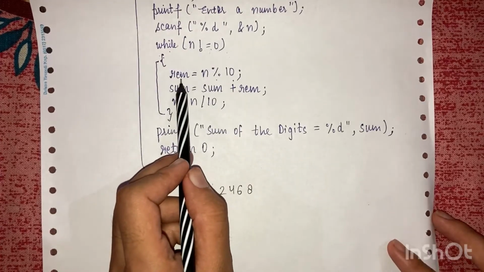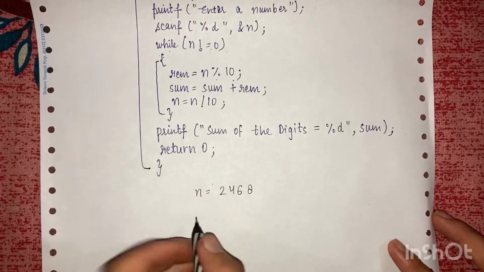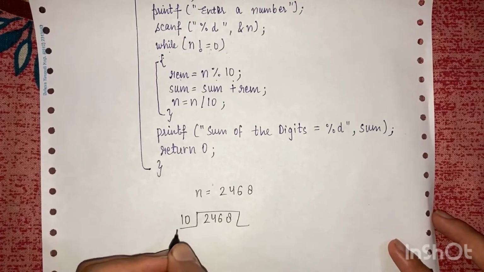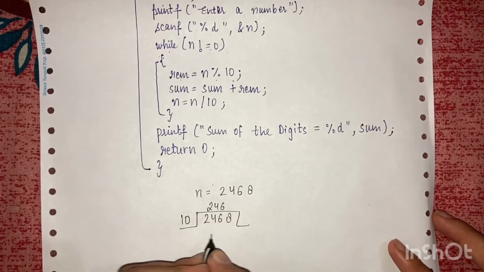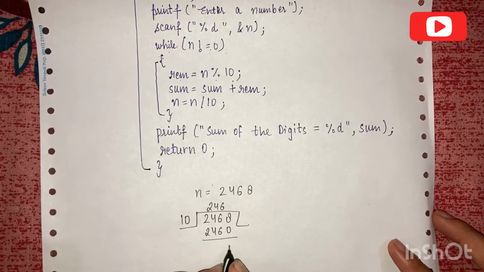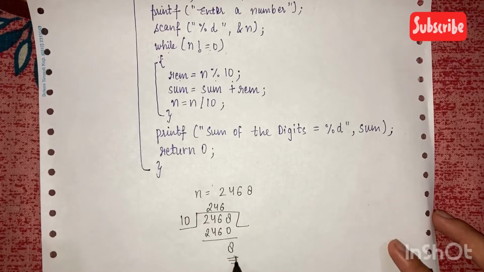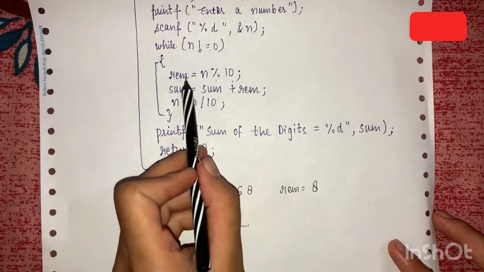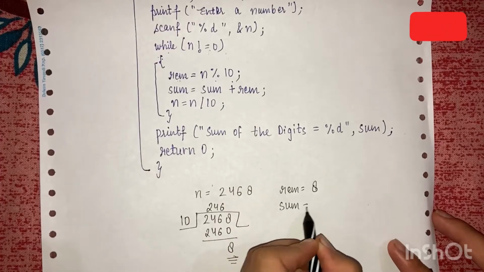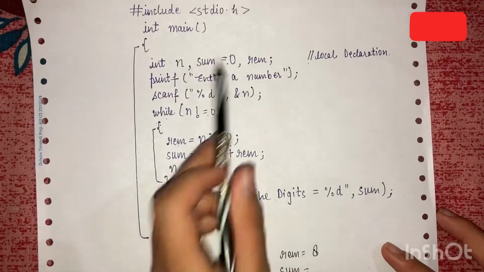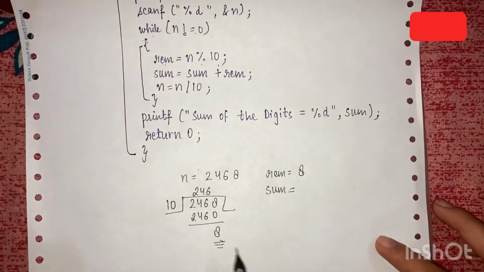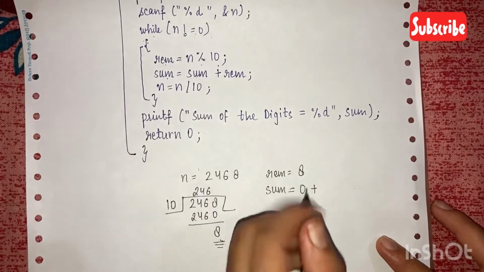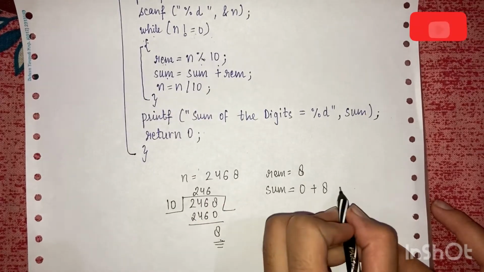So we'll find the remainder, n modulus 10. 2468, we will divide it by 10. So it will be 246, remainder 8. So remainder initially is 8. Now sum is initially assigned 0, so sum initially has 0. So sum equals sum, that is 0, plus the remainder that we have calculated in the previous step, 8. So sum is having value 8.